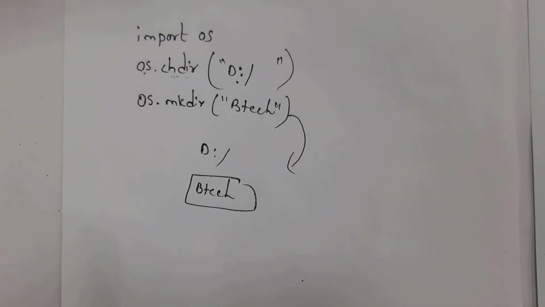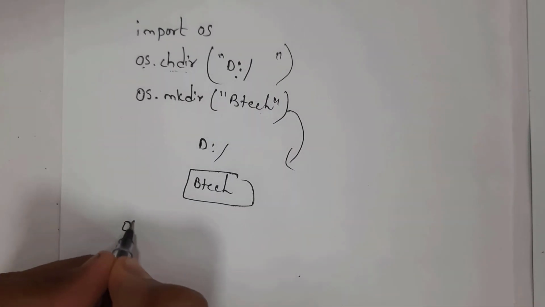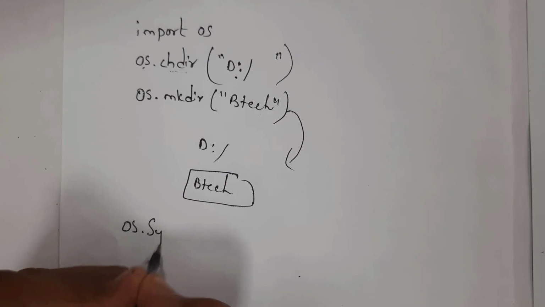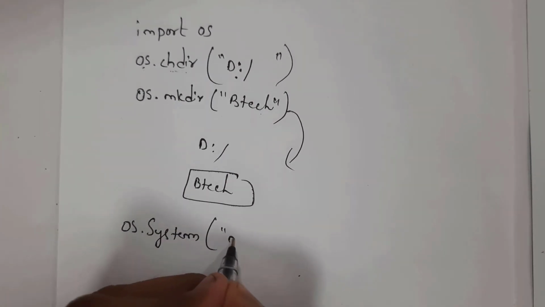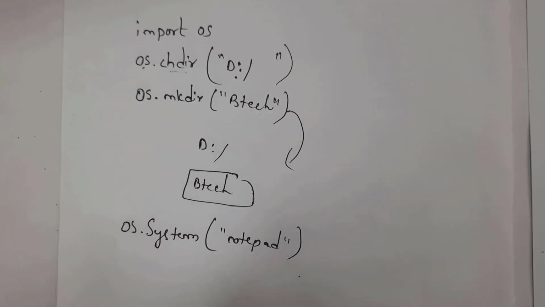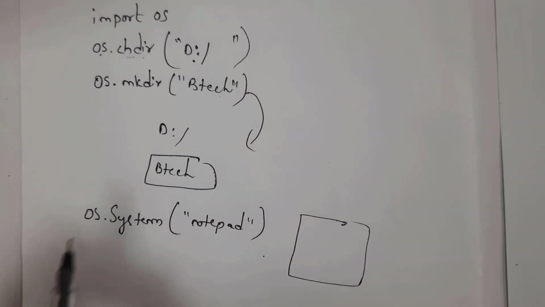Guys, for example, I want to open notepad. Just write here os dot. You can use the system function. Just write here system. I want to open notepad. Just write here notepad. Whenever you write this line of code and click enter, automatically it will open notepad. For example, I want to open Chrome. Just write here os.system. Inside the system function, you need to write Chrome. So automatically it will open Chrome.